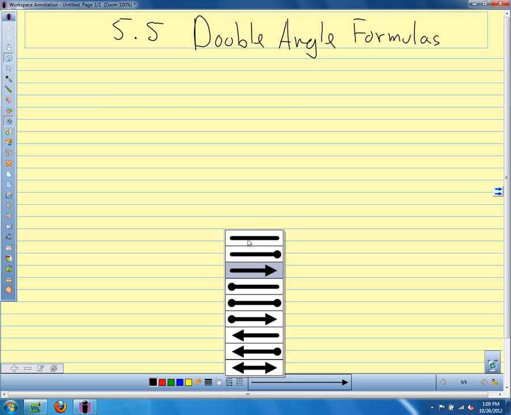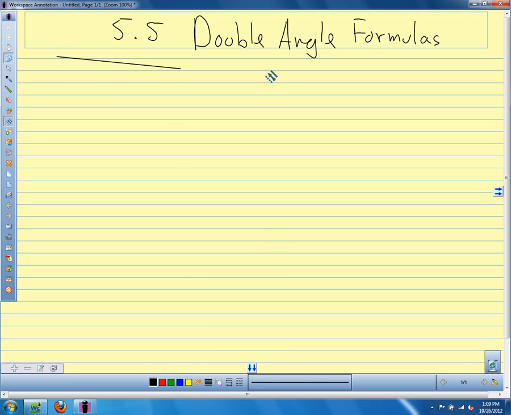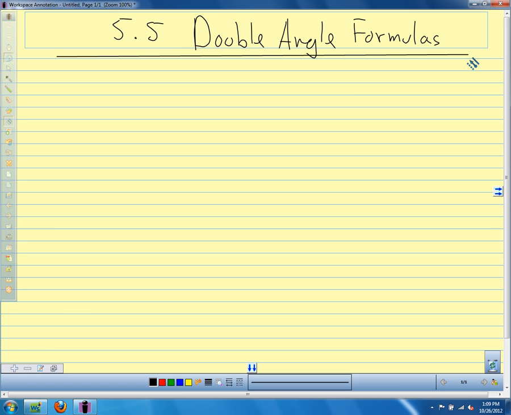All right, so our double angle formulas all come from our sum formulas. They are also on your identity sheet. So I'm just going to write them down, and what I want to do is show you quickly where a couple of them come from, and then we're just going to do a couple of examples.